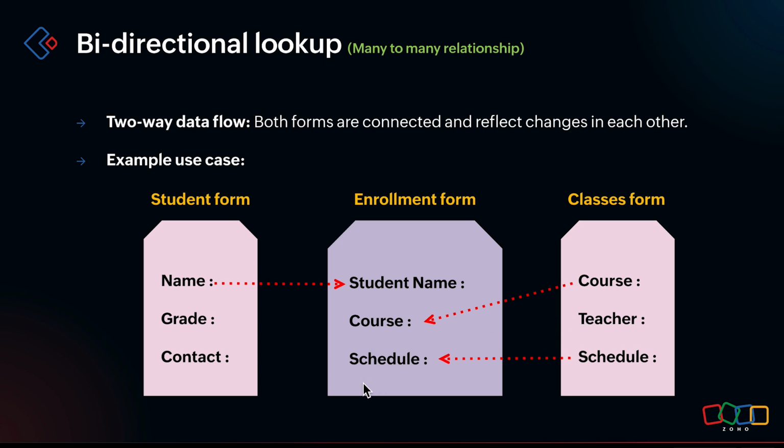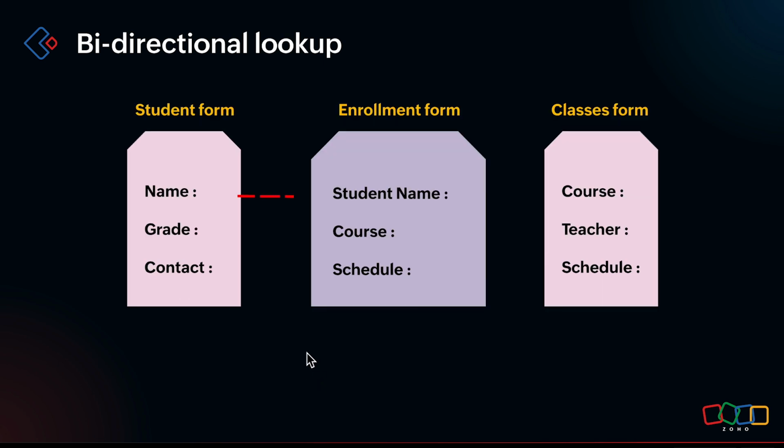If you would like to convert this unidirectional relationship to a bidirectional relationship, then data flow will happen in a two-way manner. For instance, if you have enabled this as a bidirectional relationship, here the name of the student is fetched from the student form and displayed over here. Similarly, via this bidirectional relationship, you can also transfer the course details and the schedule details to the student form. So what is the benefit of doing so?